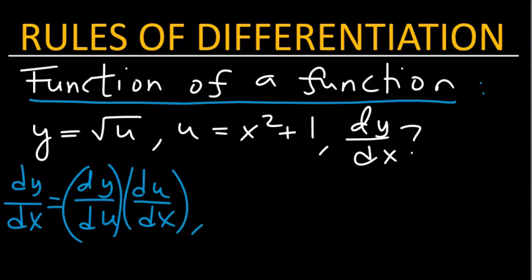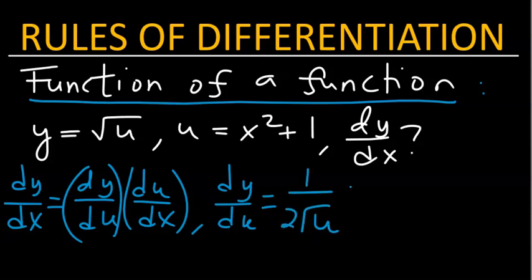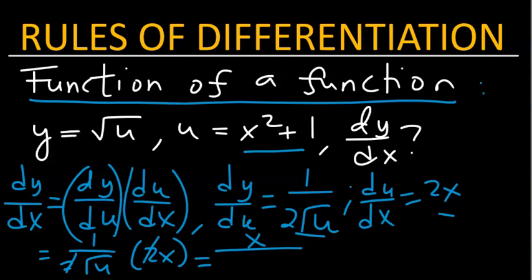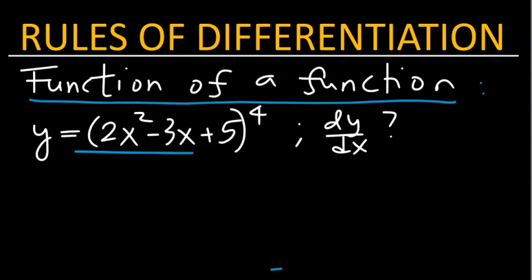So dy/du can be readily computed. It's 1 over 2 square root u. And du/dx from this function is quite simply 2x, from everything that we have discussed so far. So dy/dx is a product of this and that, so it is quite simply 1 over 2 square root u times 2x. So the 2 will get cancelled. And replacing back the expression for u, which is x squared plus 1, we get the following as the final answer. Now let's assume you're given this function and you're asked to determine that derivative.